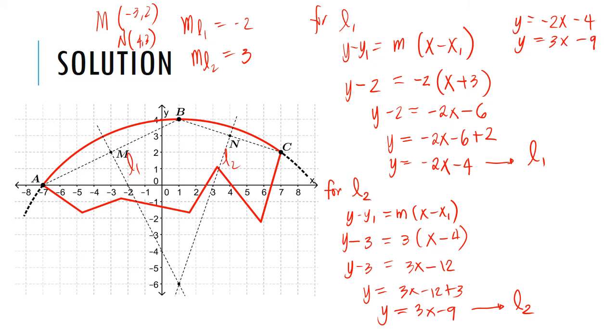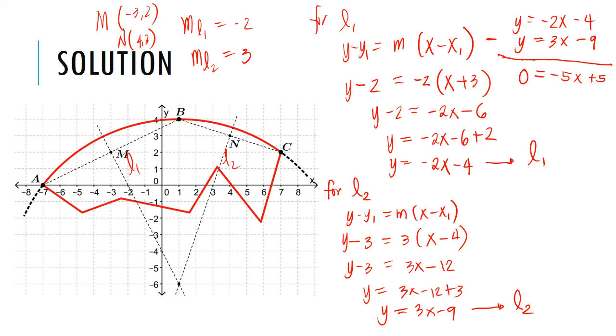To find the intersection, there are many ways. But what I'm going to do is subtract these two equations. So let's subtract. On the left side, y minus y is 0, equals negative 2x minus 3x, which is negative 5x. Negative 4 minus negative 9 is positive 5. So we have 0 equals negative 5x plus 5.